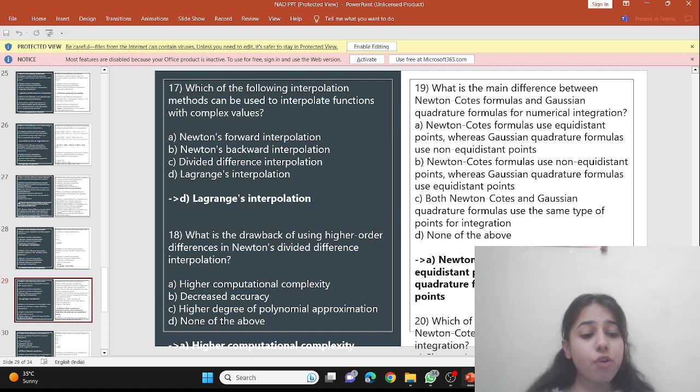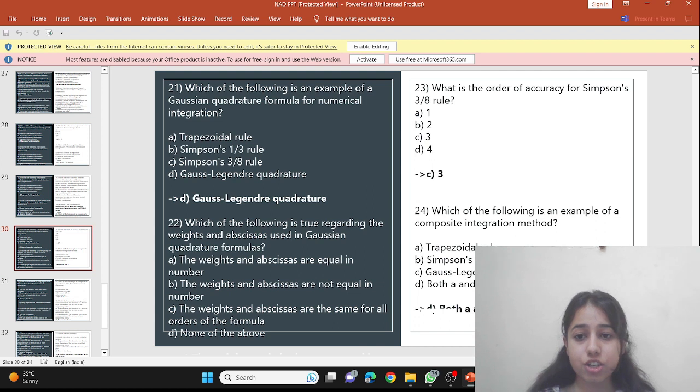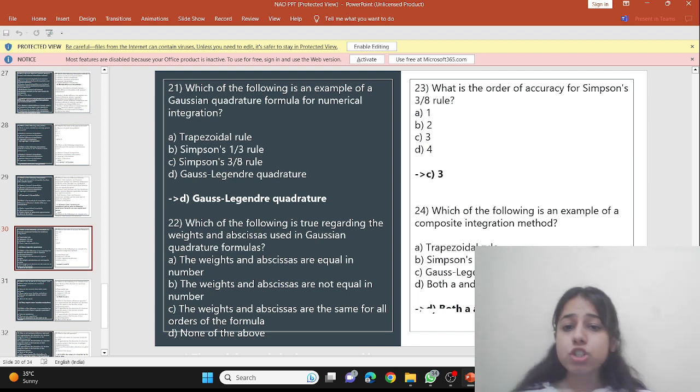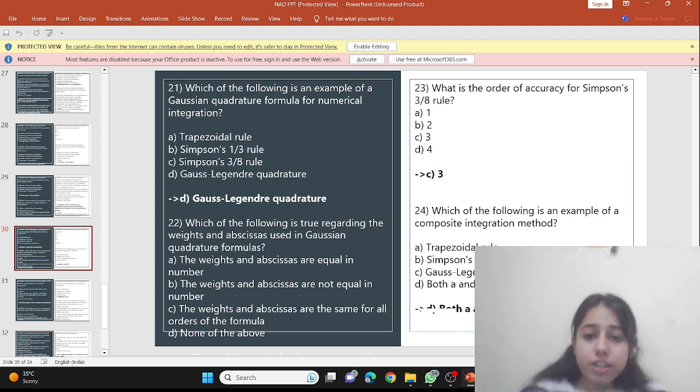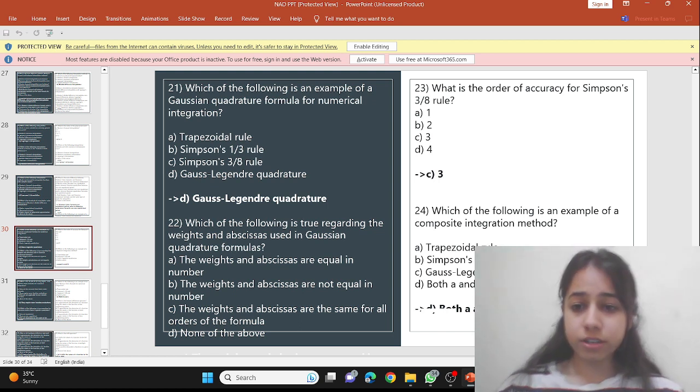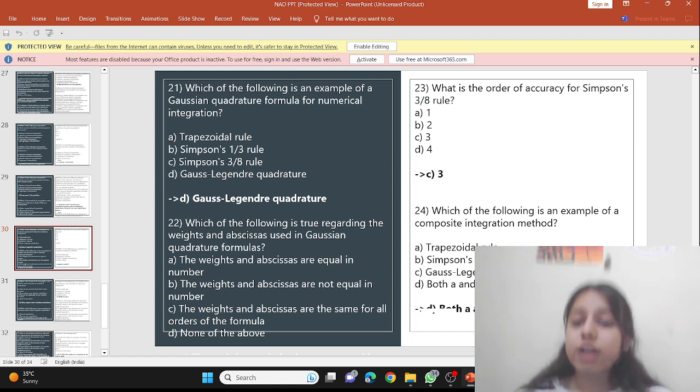20th question is, which of the following is an example of Newton-Cotes formula for numerical integration? 21. Which of the following is an example of Gaussian quadrature formula for numerical integration? Our options are trapezoidal rule, Simpson 1 by 3 rule, Simpson 3 by 8 rule, Gauss-Legendre quadrature, and the correct option is D.